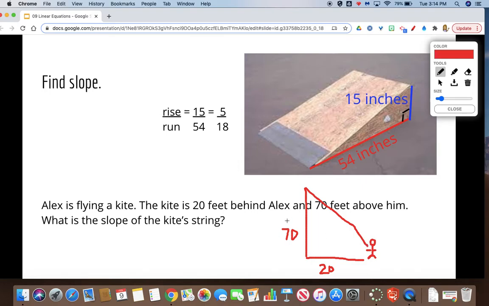So we want to take the vertical change, 70, and place it over the horizontal change, 20, to find the slope of that line. We would want to simplify if possible. 70 and 20 can both be divided by 10 to get 7/2. It's okay for slope to be improper. We want to keep it improper so that it makes more sense if we were graphing. So 7/2 is the slope of that string.